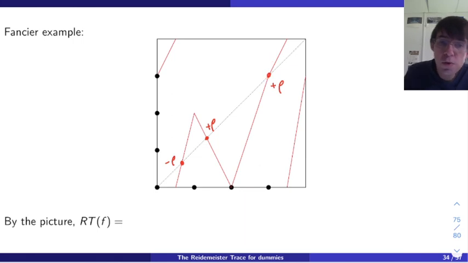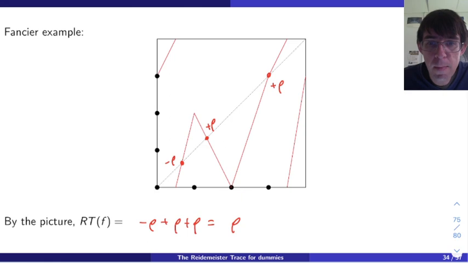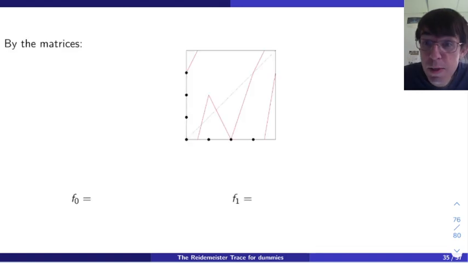All right. So just looking at the picture here, we can see the Reidemeister trace is minus rho plus rho, which is rho. That's the Reidemeister trace, if you look at the picture. Really, when you're doing this in real life, you don't have the picture to look at, because you're talking about some high-dimensional thing. So the trace formula is actually easier to use than looking at the picture in most cases. Let's try to do the same thing using the trace formula, and hopefully we'll get the same answer.